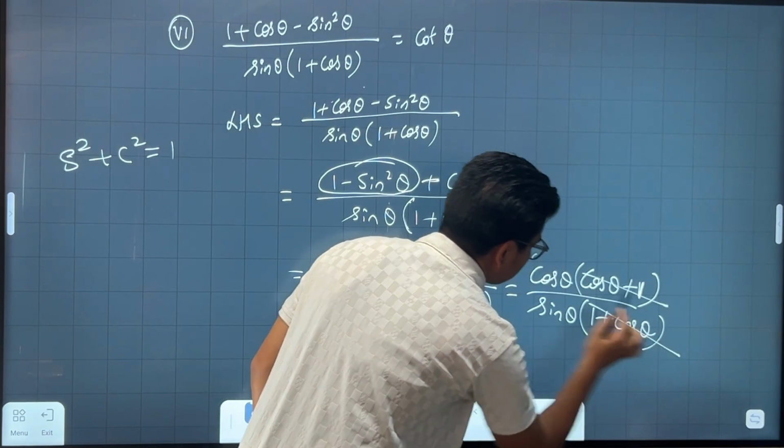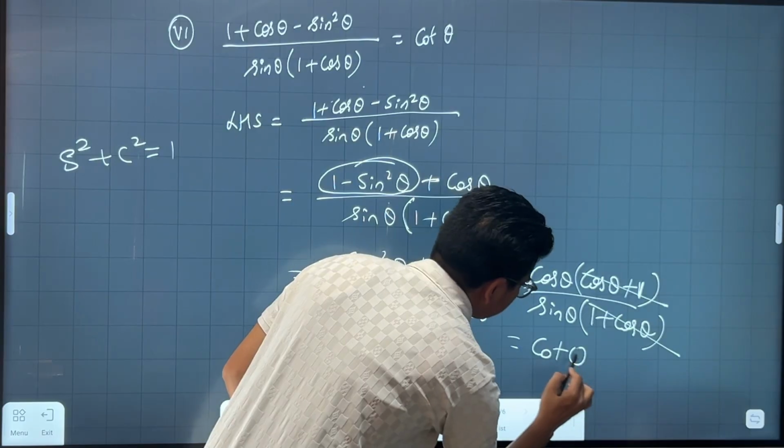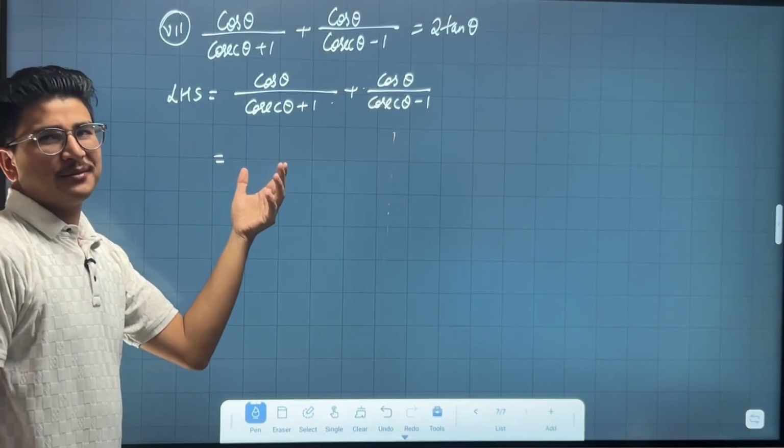1 plus cos theta, 1 plus cos theta, cancel it out. Cos theta upon sine theta equal to cot theta. This is the right hand side, hence proved. Next we have this easy question again.